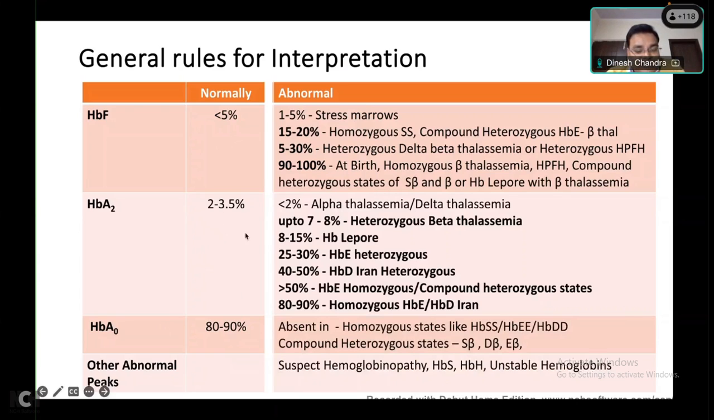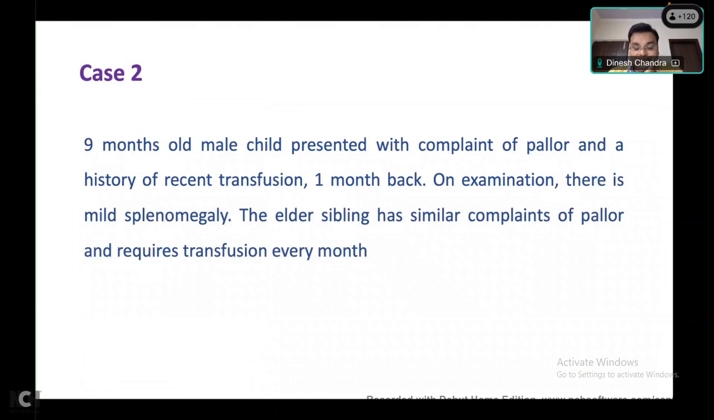Especially with A2, it is very important to see the value. If it is less than 2, then definitely we are dealing with either alpha thalassemia or delta thalassemia, delta beta thalassemia. If it is 4 to 8, then it is heterozygous beta thalassemia. If it is 8 to 15, then definitely heterozygous A. 25 to 30, heterozygous E. And if it is 40 to 50, then heterozygous Bart's. And more than that, we are dealing with either homozygous or compound heterozygous. So that is how we used to think about these things.